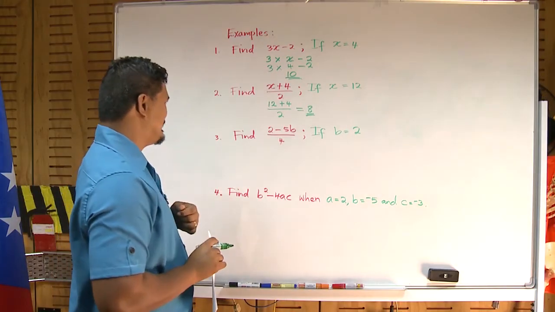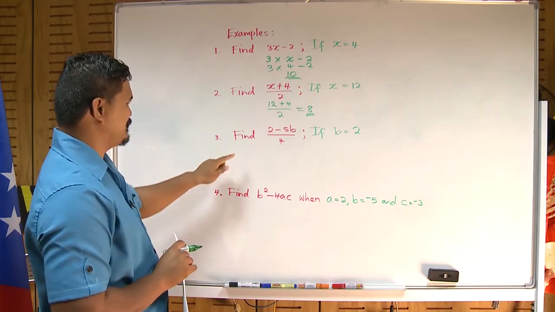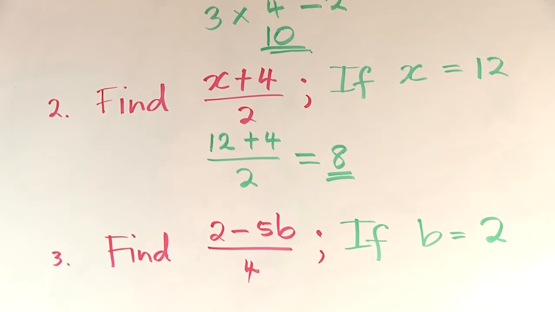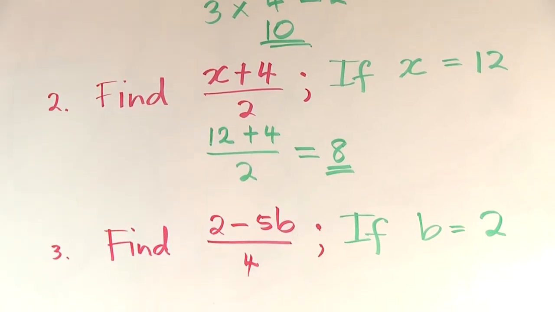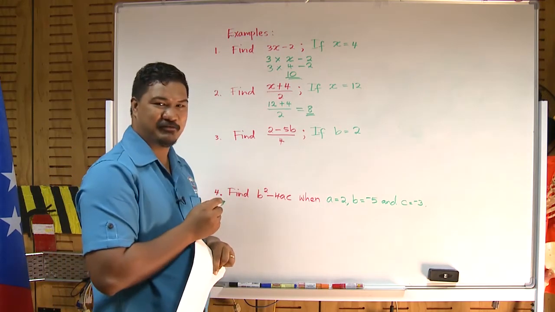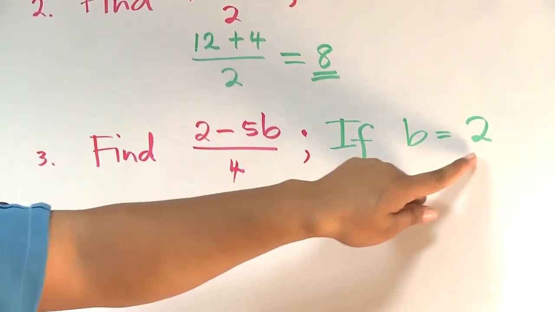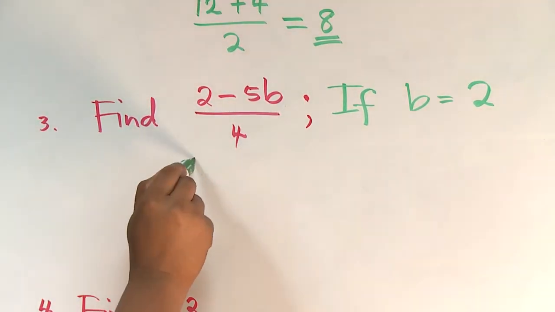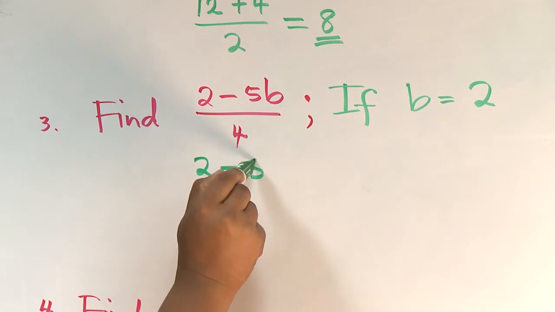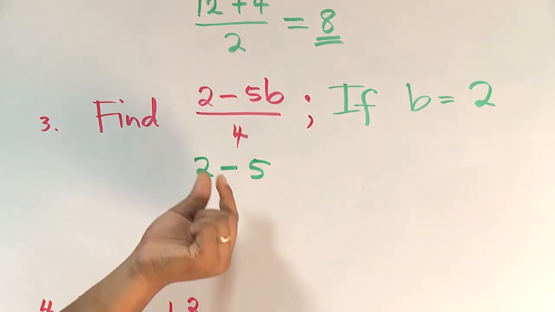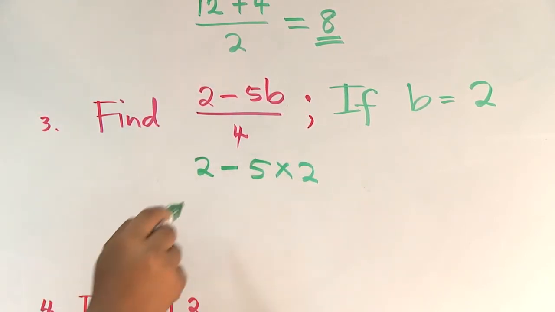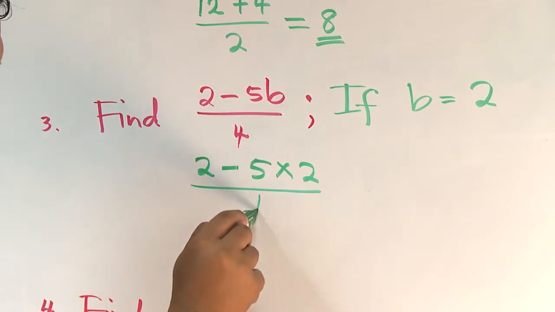Okay, let's have another example. Our number 3 says we need to find 2 minus 5b all over 4, or divided by 4, if the value of b is equal to 2. The same method that we're going to use, we bring b is equal to 2 and replace our variable b here. So now we have 2 minus 5. 5b here means 5 multiplied by b. So 5 times 2. And then all of that expression will be divided by 4.